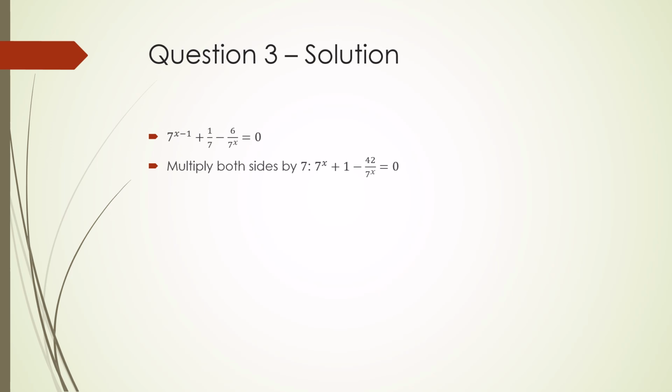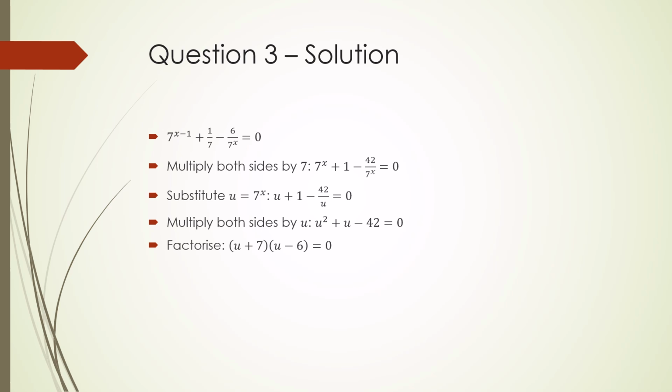And since we have two 7 raised to the x power terms, we can use a substitution: let u equal 7^x. Notice that here we have a u term and a reciprocal of u term, which we want to solve for u. But how do we solve for u? We turn this equation into a quadratic equation by multiplying both sides by u, and after factorizing, we get (u plus 7) times (u minus 6) equals 0, and the roots of this equation are therefore u equals negative 7 or u equals 6.